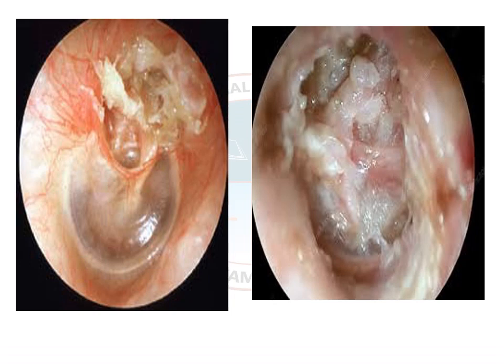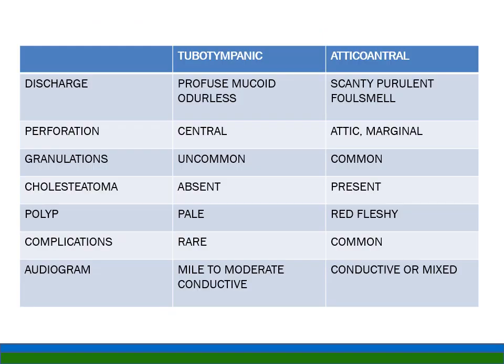Okay. Right. Can you see in these two diagrams there is scutum erosion with cholesterol flakes in the attic region, and the tympanic membrane, or pars flaccida, is retracted. So how does the discharge, or how does the disease present? Discharge in a case of tubotympanic disease is profuse, mucoid and odorless. And in a case of atticoantral, it is scanty, purulent and foul smelling. Foul smell is the differentiating point.